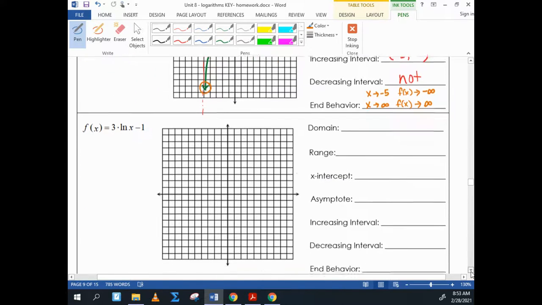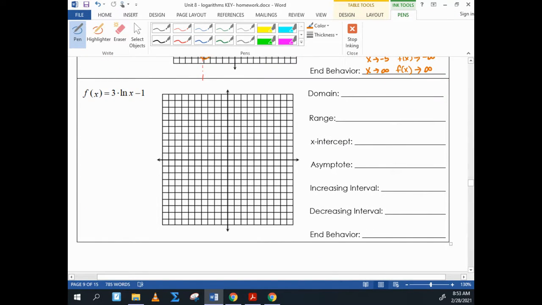Let's try our last one right here. This one's a great one. Now, you've already taken your test, so this isn't going to be tested, but it's still important for you to know. So I am, again, going to start off with just our parent function, which is just the natural log of x. Okay, so we're going to ignore the 3 that's multiplied and the 1 that's subtracted for just a minute.